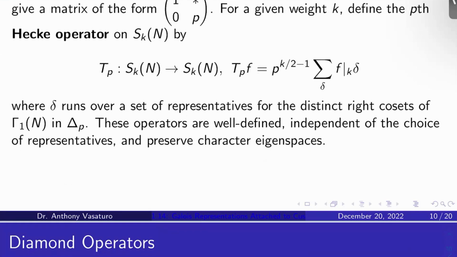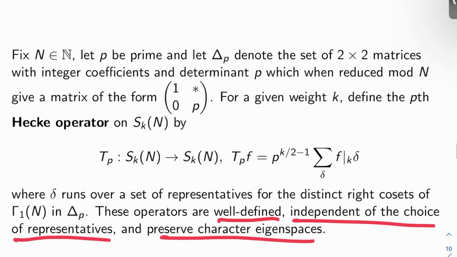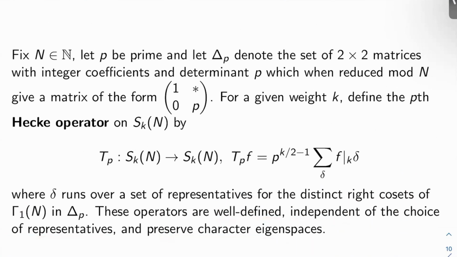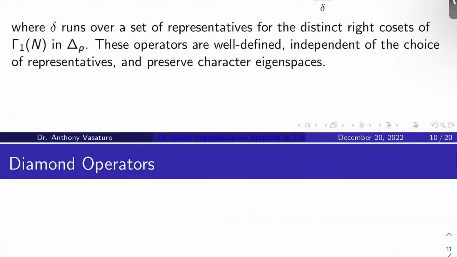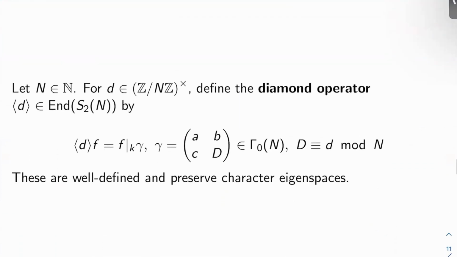Okay, these operators are well defined. They're independent of choice of representatives. They preserve the character eigenspaces from those decompositions above, those direct sum decompositions. So we're all good. How about the diamond operators?